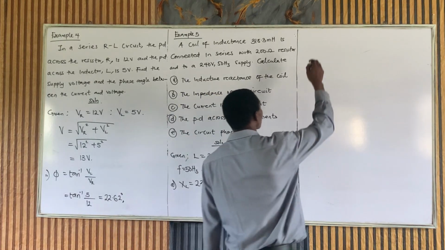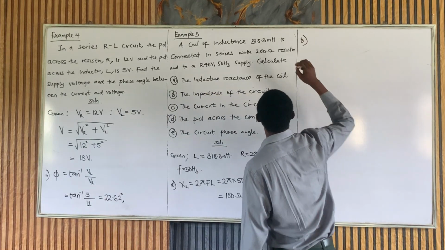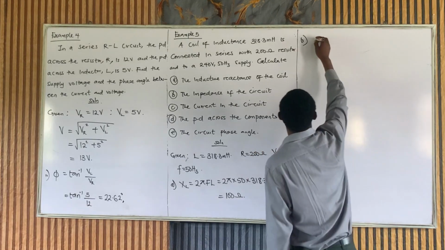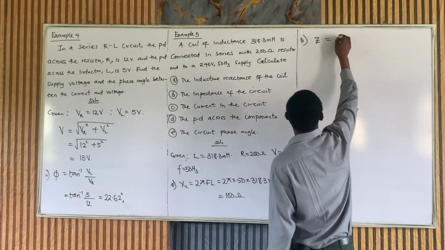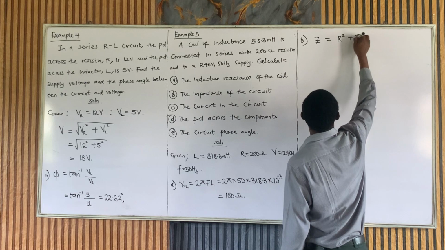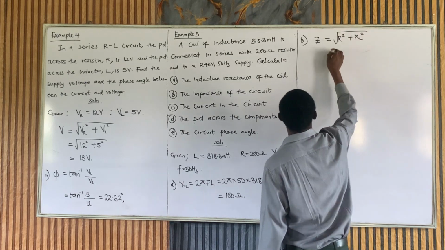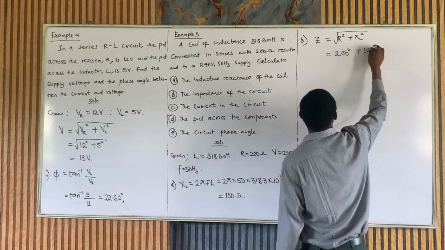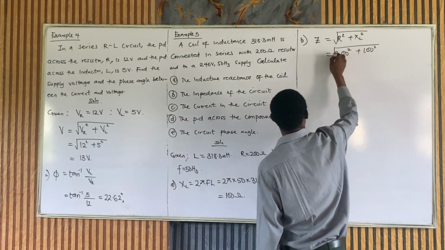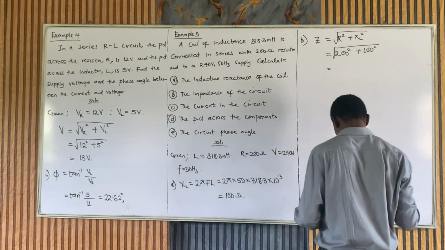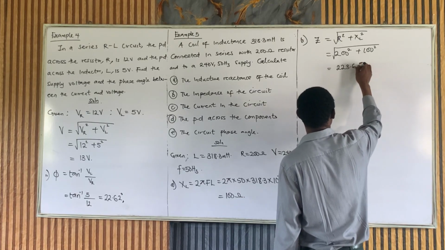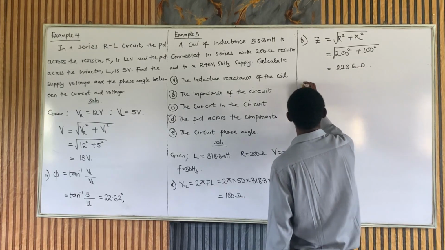Now, the second one here is the impedance of the circuit. Since we have our XL, now we have our R. Impedance Z is equal to the square root of R squared plus XL squared. And that will be 200 because our R is 200. Square root of 200 squared plus 100 squared. If we do this, we are going to have 223.6 ohms. That's our impedance.